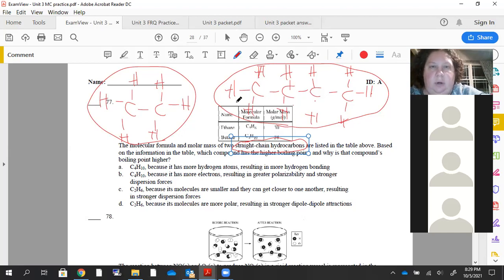So I want C4H10 to be the answer. So C and D are out. A says more hydrogen atoms resulting in more hydrogen bonding. Nope, hydrogen bonding only happens when hydrogen is connected onto a nitrogen, an oxygen, or a fluorine, not a carbon. So B makes sense since it's got more electrons, aka it's bigger, it's more polarizable, and it's going to have stronger London dispersion forces. Lots of times they just say dispersion forces. We call them London dispersion forces.